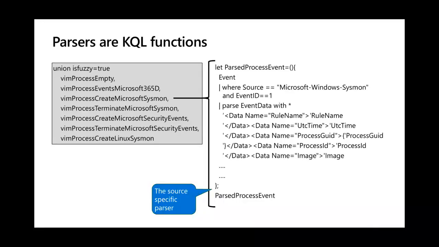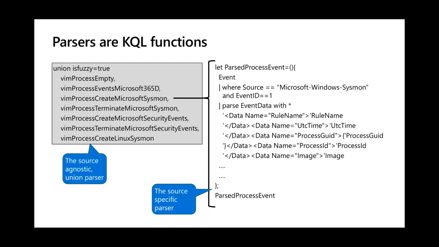On the left side, we have the source-agnostic, or union, parser, which is very simple. It's just a union between all the source-specific parsers of the same type. You see here that all those are process parsers. One of them, somewhere in the middle, starts the same way as the example I just brought in.